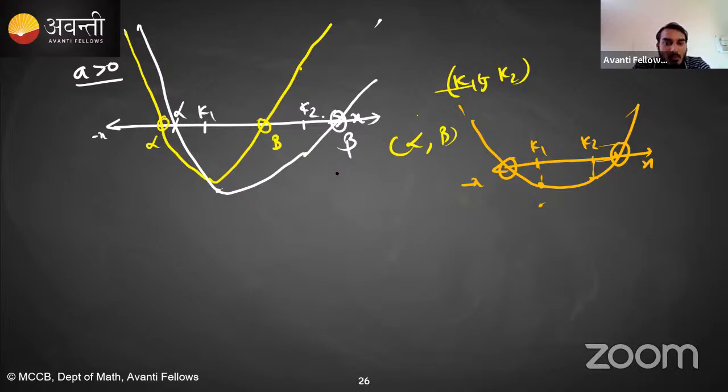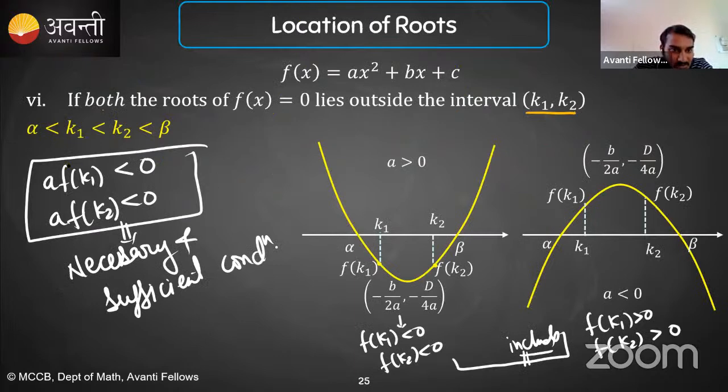So d is positive, this quadratic expression has two distinct roots. It is contained within this information that a into f of k1 is less than 0, a into f of k2 is less than 0, because this condition is only possible if alpha and beta are the roots, yes or no? If alpha beta real roots are existing, then only this condition is possible.